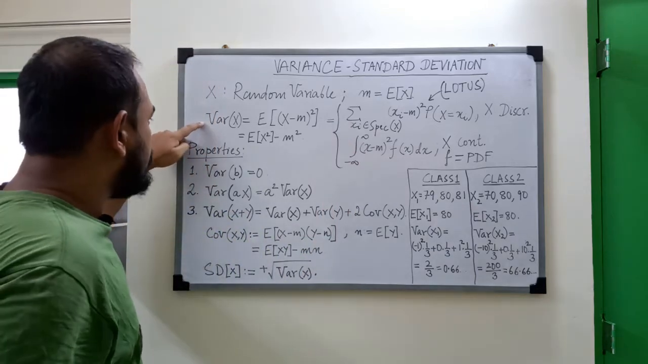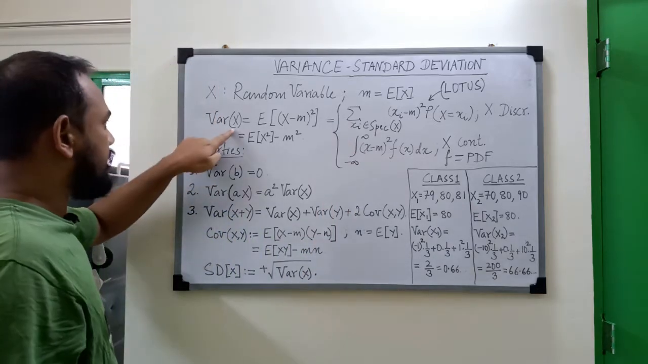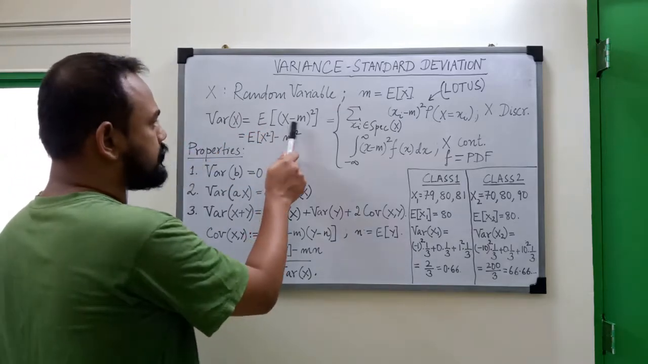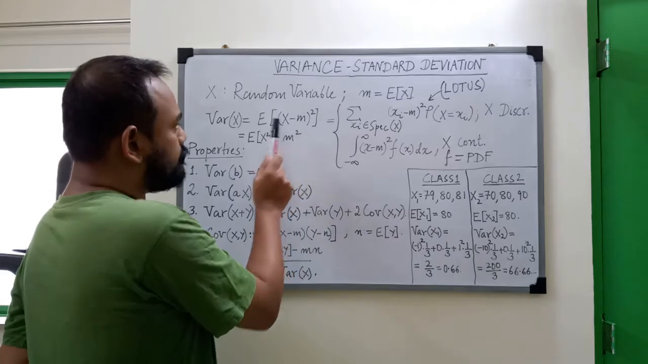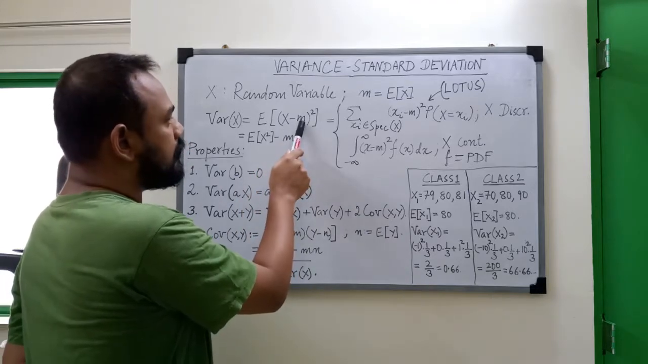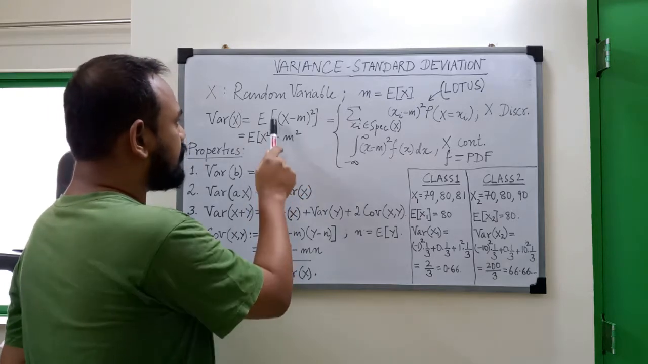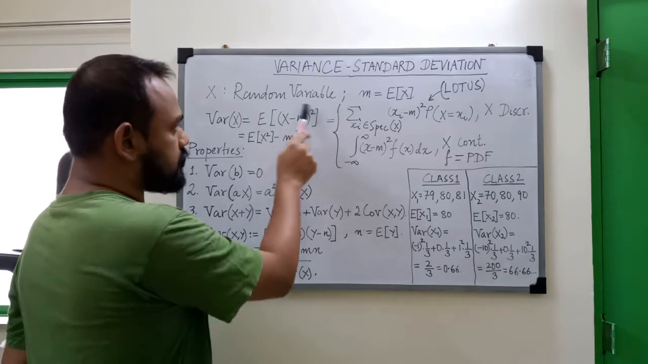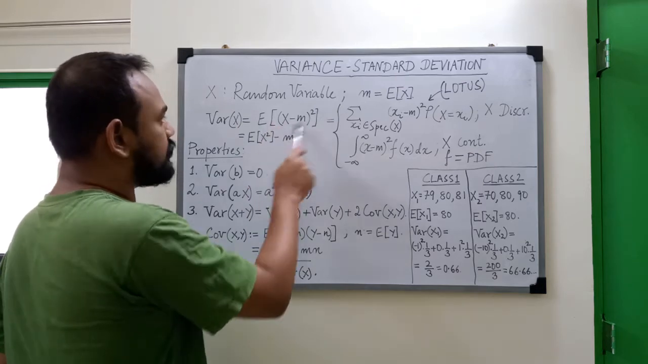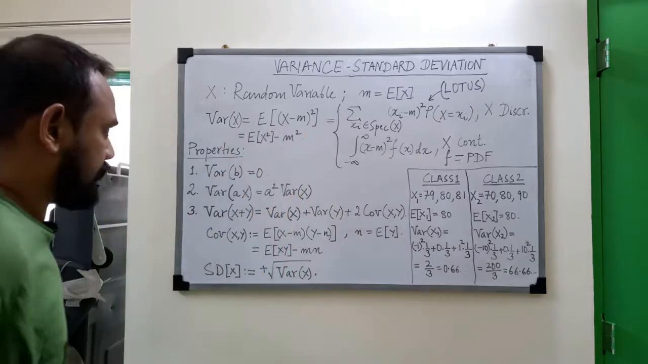The way we define variance for this random variable X is by the expectation of the square of the difference of a value of X from the average value. So this is a new quantity whose expectation we have to find, and whatever this comes to, that is called the variance of X.